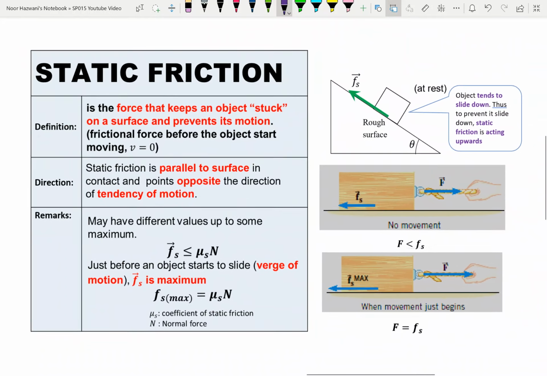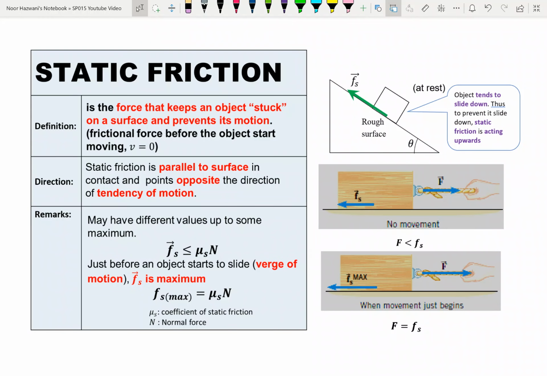Okay, so static friction adalah force that keeps an object stuck on a surface and prevents its motion. Biasanya static friction ni bila objek tu is at rest. So biasanya kalau objek tu tak bergerak, pegun, maksudnya dia ada static friction. Tak bermaksud objek yang duduk diam, dia tak ada friction. Dia ada friction. Macam kita tengah berdiri pun, kita masih ada friction.